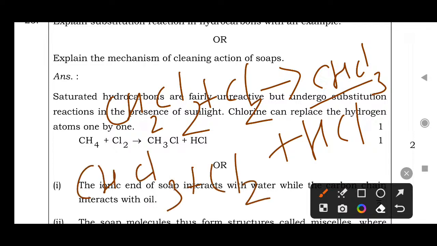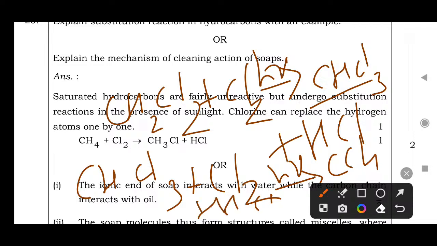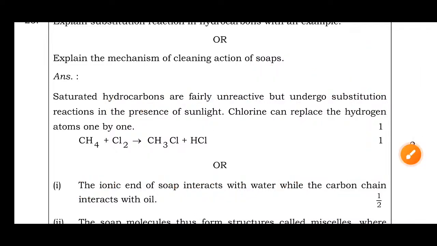CHCl3 reacts with chlorine in the presence of sunlight, h nu. What does it give? It gives CCl4 with HCl. CCl4 is carbon tetrachloride, or tetrachloromethane. Like this, one by one, chlorine replaces the hydrogen atoms. In each product, hydrogen atoms decrease and chlorine atoms increase: chloromethane, dichloromethane, trichloromethane, tetrachloromethane. Then what did they ask?